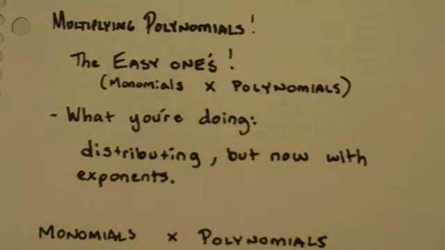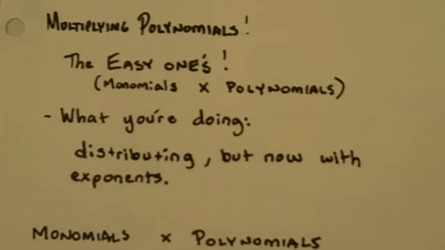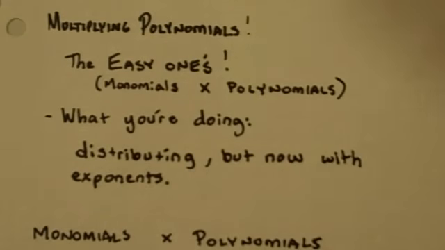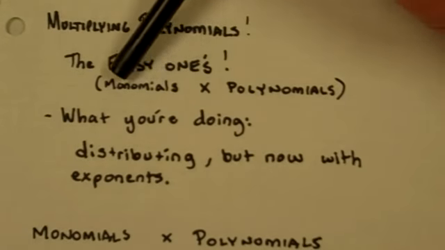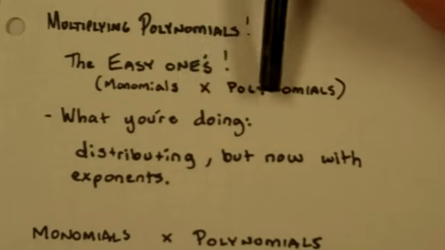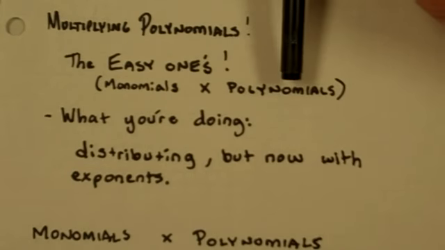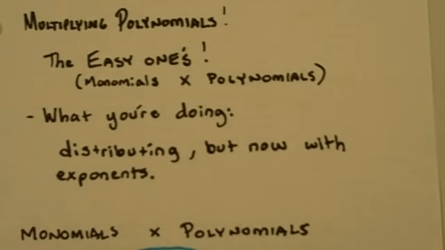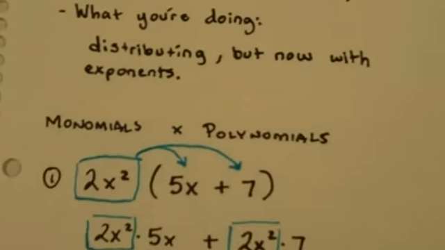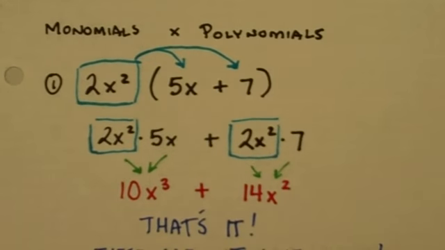Hey, I'm Mr. Bahork, and today I want to talk to you about multiplying polynomials, and today we'll just do the easy ones. So this will be monomials times polynomials. So basically this is a one-term polynomial times more than one-term polynomials. So what you're doing basically is distributing, except you just have to really know your exponent rules and watch those exponents. So let's look through an example.